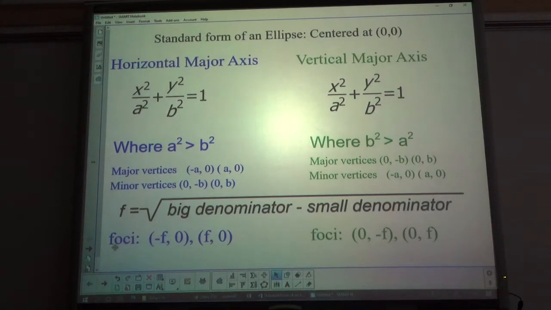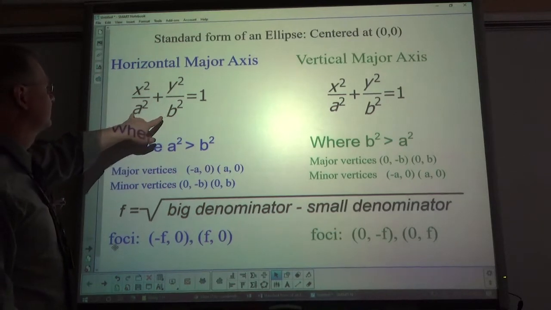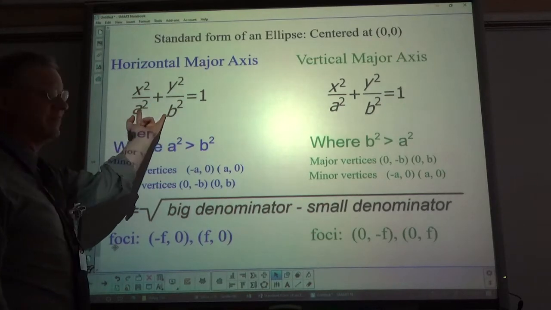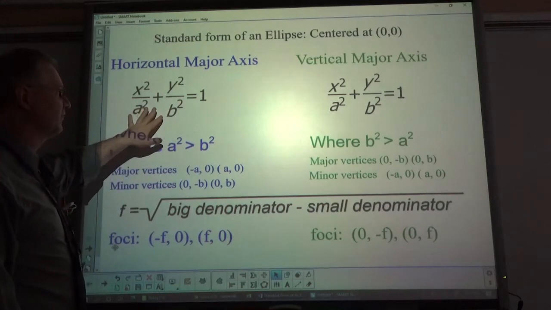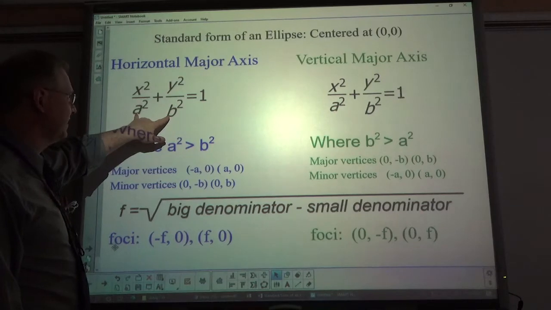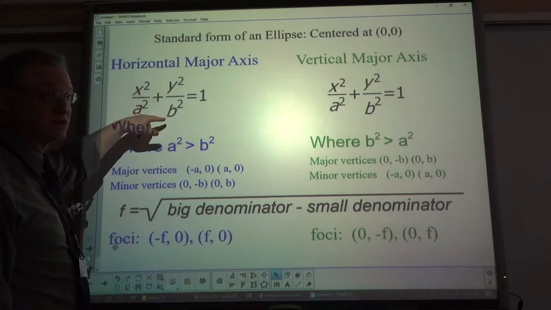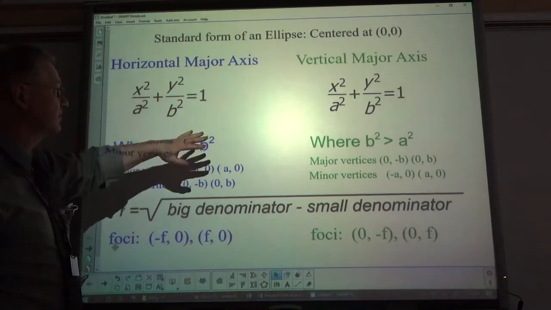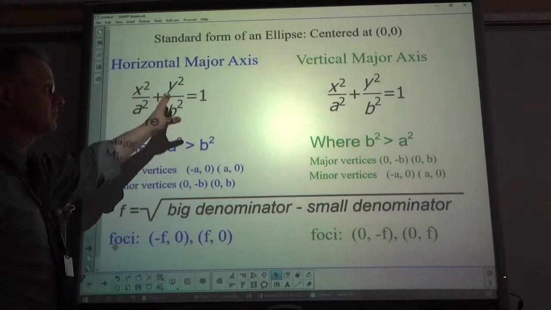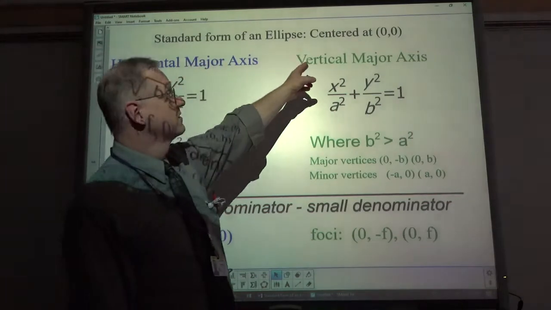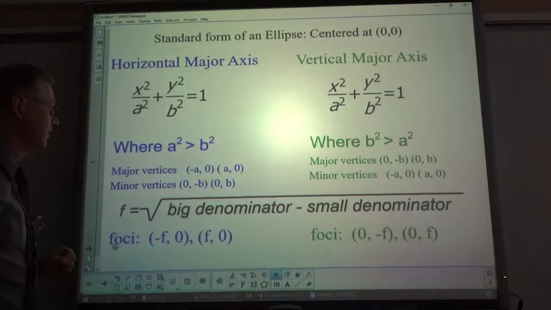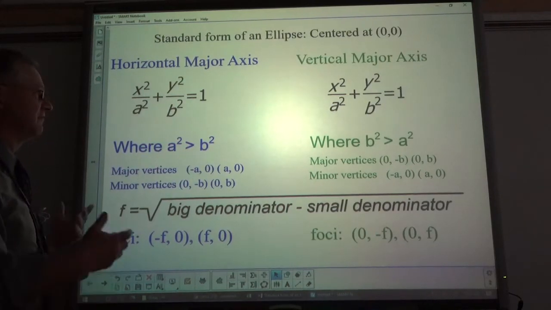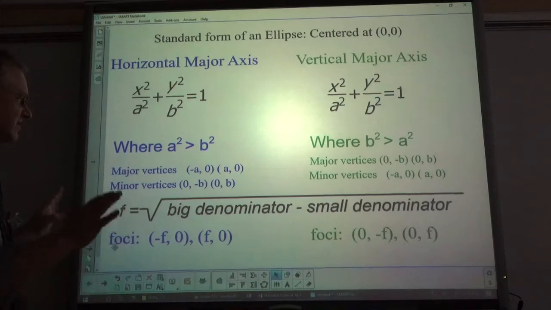Some books like to tell you that the A and the B have to switch which one they're under. I just find it easier to just say the A squared is always under the X, the B squared is always under the Y, and which one is which depends on whether you're talking about a horizontal major axis or a vertical major axis. You're talking about which one is the bigger denominator instead of which letter is which. It's much simpler.